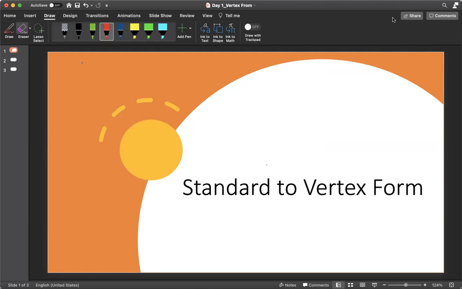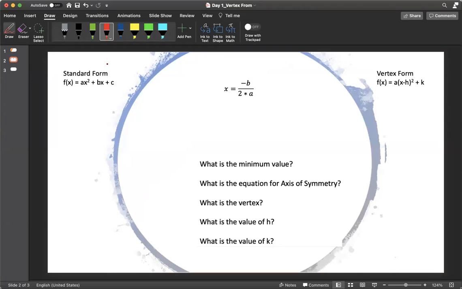Now that we know what standard form is and what vertex form is, we are going to go over converting from our standard form to vertex form and then use that resulting equation to gather data. So question number 1 is, how do we go from this standard form and make it look like our vertex form? The answer is we need to know this formula.